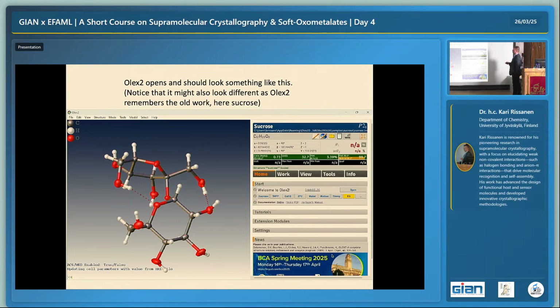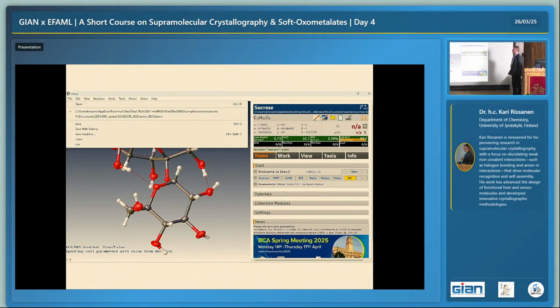So the idea is that it looks like this. When you open it the first time, there might be a structure coming up. If you look very carefully, you can see this is sucrose, a sugar molecule, because there are some demo structures inside the program, and if you haven't done anything, it automatically opens one of them, typically sucrose. Don't worry about this. That might look different, as Oleg remembers the old work. And this is our graphics window, and there is some information in here.